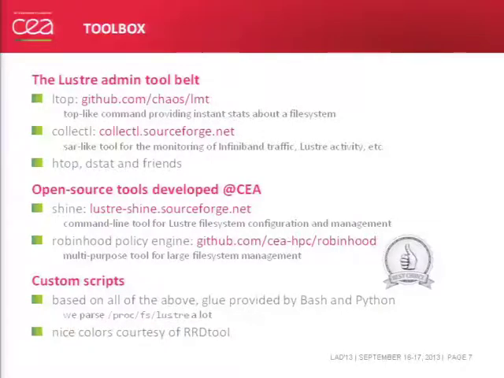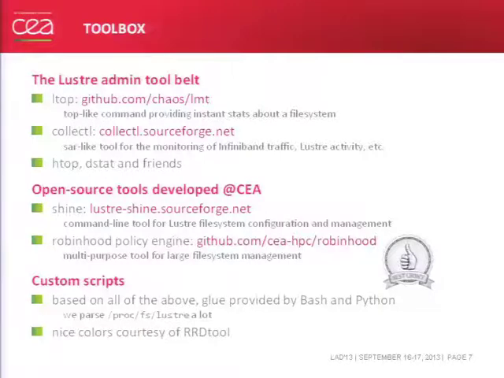We also use a lot the open source tools we developed at CEA. First was Shine. It's a command line tool for Lustre file system administration and configuration. So you can configure a file system with a declarative configuration file. You can describe the file system very easily, and then you can administer it: start the servers, mount the clients, stop the servers. So it's very convenient. Everything is centralized on one server, and the commands are distributed to all the Lustre servers. So it's really a time saver for Lustre administration.